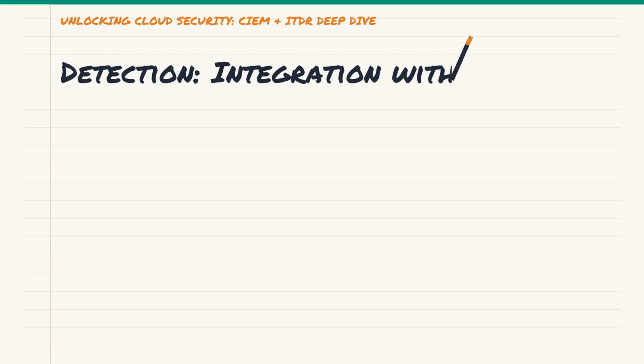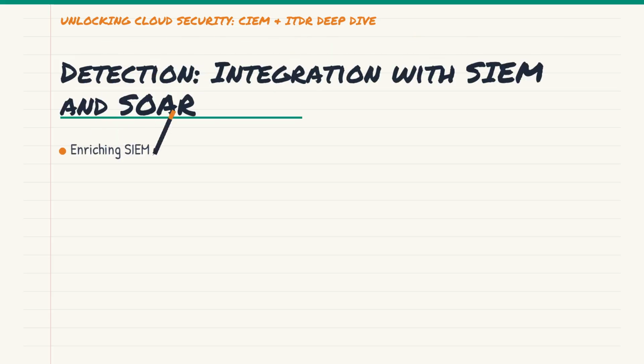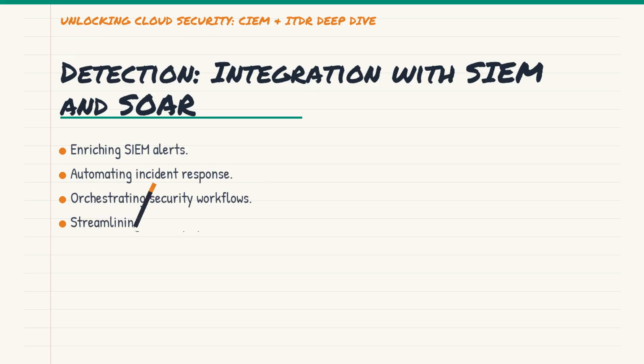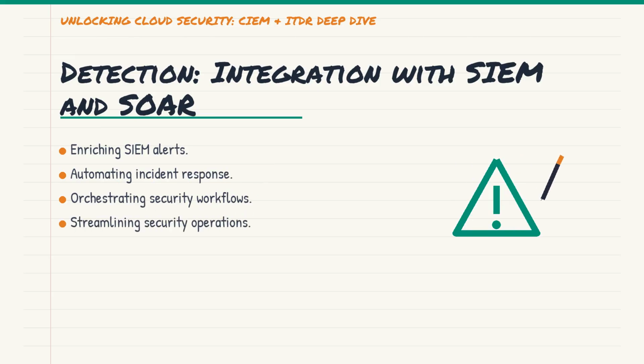For true enterprise-level security, SIEM and ITDR solutions don't operate in a vacuum. They integrate with your security information and event management (SIEM) systems to enrich alerts and provide a broader context. They also feed into security orchestration, automation, and response (SOAR) platforms, allowing for automated playbooks to respond to detected threats, such as automatically revoking access or isolating a compromised cloud resource.